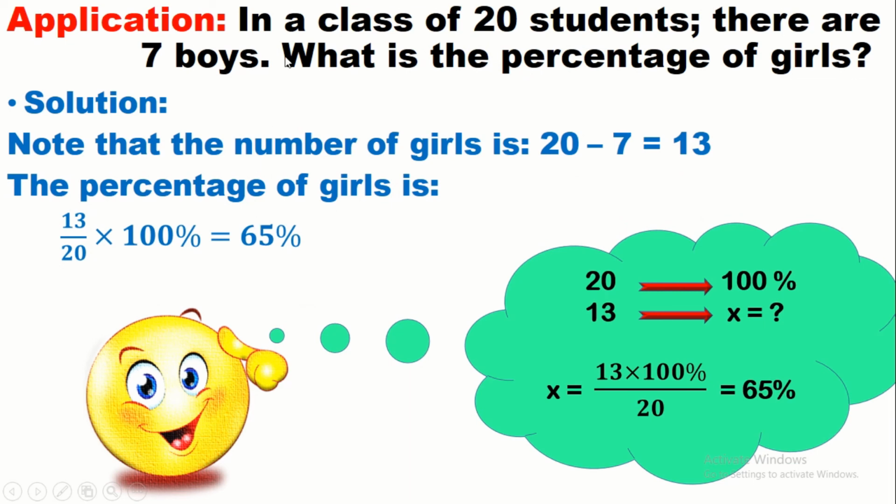Another example. In a class of 20 students, there are 7 boys. What is the percentage of girls? This is very important. Well, we have a class of 20 students. Aren't the girls 20 minus 7, which is the number of boys here? So 20 minus 7 will give us the number of girls. It's 13. How to transform it into percentage? They are 13 girls out of how many students? Out of 20. So we say that it's 13 out of 20 times 100%. It gives us 65%. Another method, you can say that 20 students give us 100%. 13 students give us x equals how much?